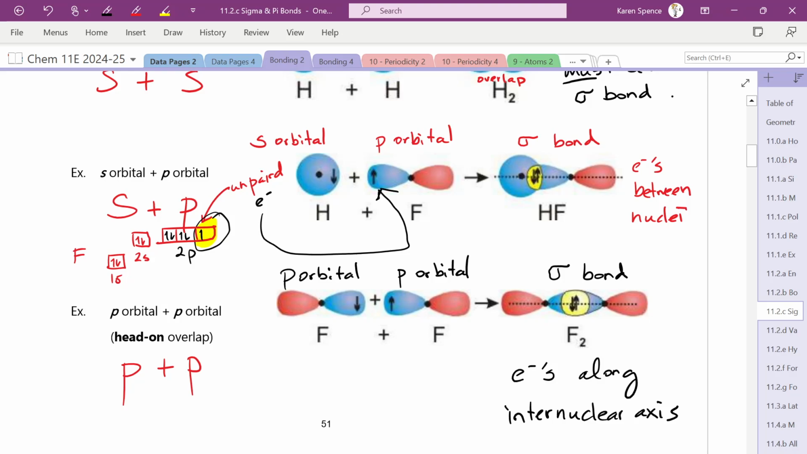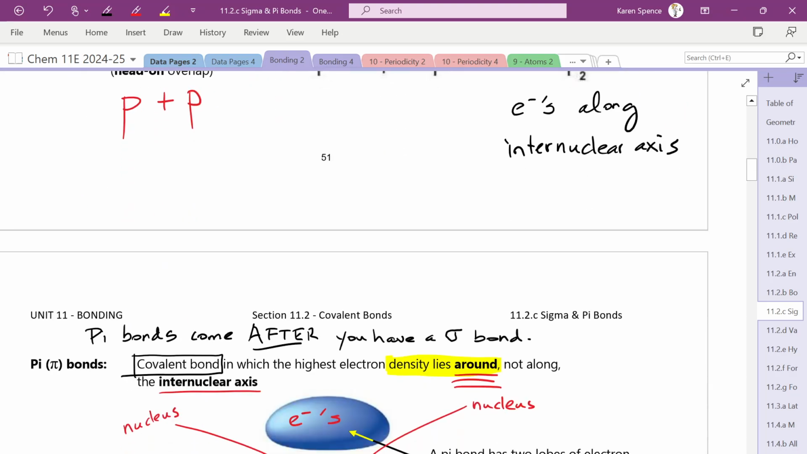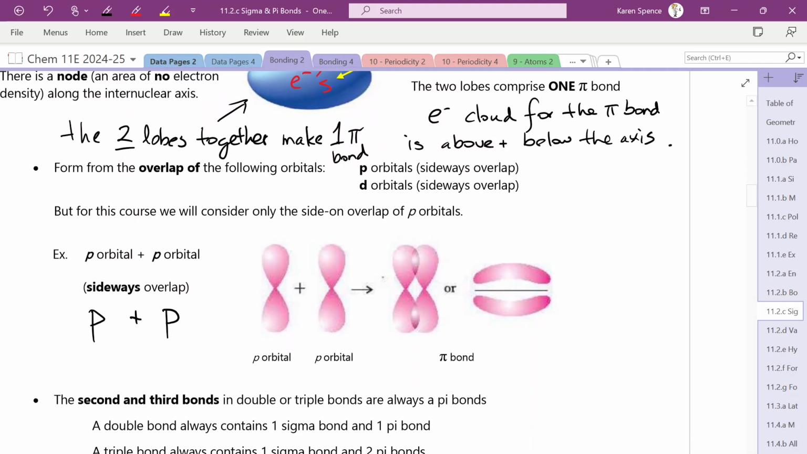Okay, so when p orbitals overlap like this, it is called head-on overlap. What kind of bond do we form if there's head-on overlap? Sigma. Now, if we have sideways overlap, what kind of bond do we form? Pi.